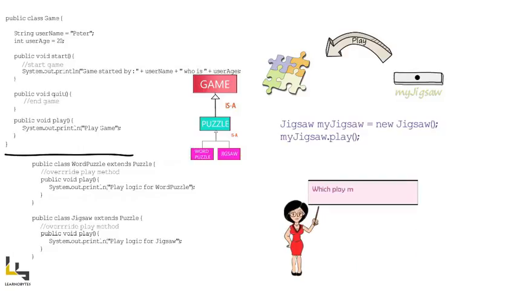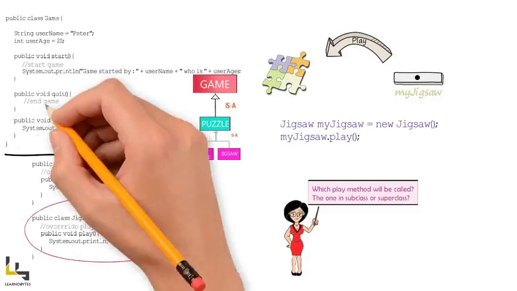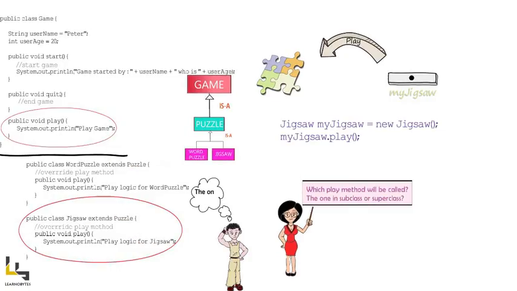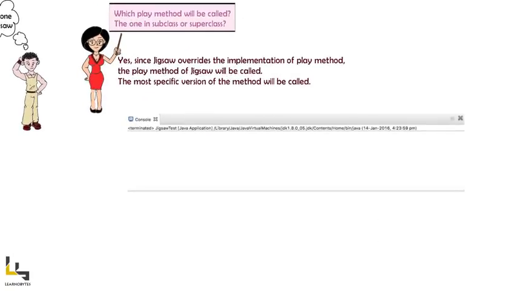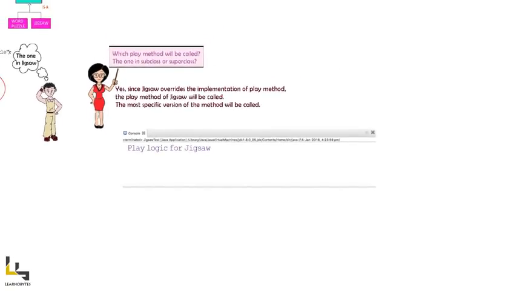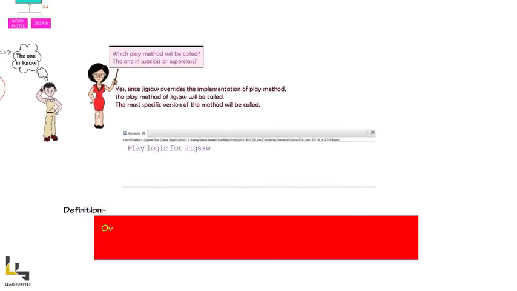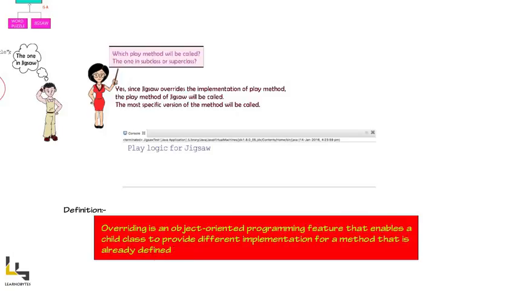Which play method will be called? The one in the subclass or the superclass? I think the one in Jigsaw. Yes, since Jigsaw overrides the implementation of the play method, the play method of Jigsaw will be called. The most specific version of the method will be called. Overriding is an object-oriented programming feature that enables a child class to provide a different implementation for a method that is already defined in its parent class or one of its parent classes.